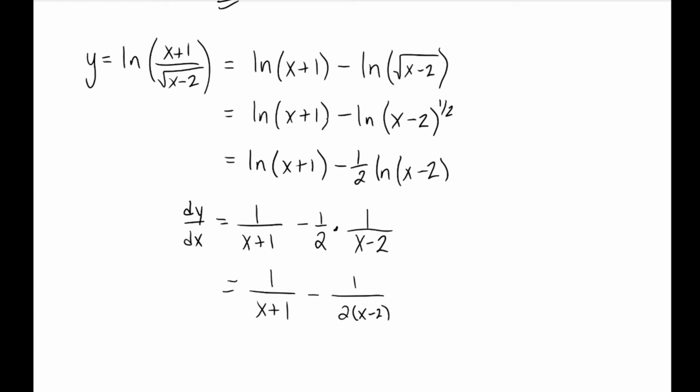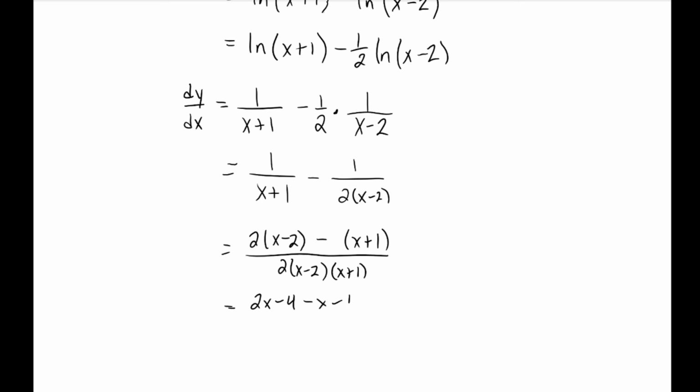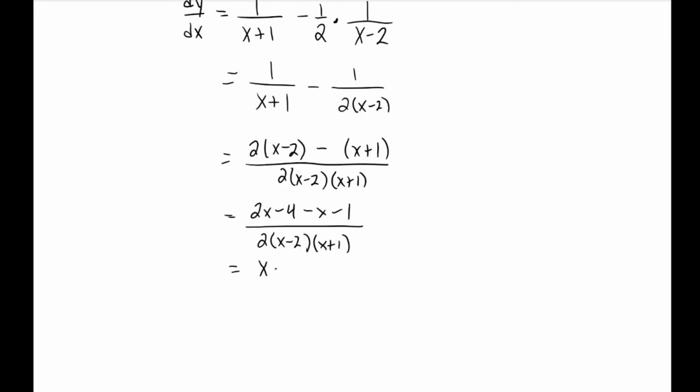I mean, you can simplify a little bit further. You can get a common denominator if you want. That's completely fine. It still is going to simplify quite nicely once you've put the pieces together here. And so if I just simplify on the top, I have 2x minus 4 minus x minus 1 all over 2 times x minus 2 times x plus 1. And that simplifies to be x minus 5 over 2 times x minus 2 times x plus 1. And then we're all set. So that's the derivative using log laws before you do the derivative.